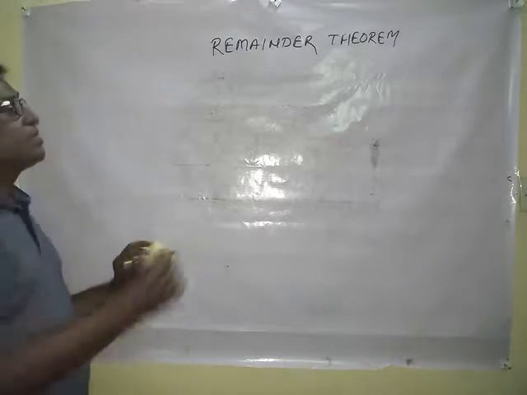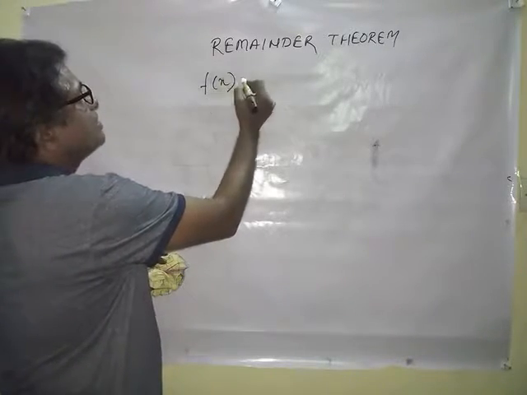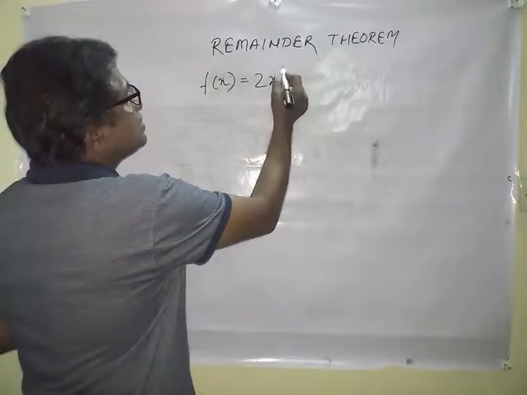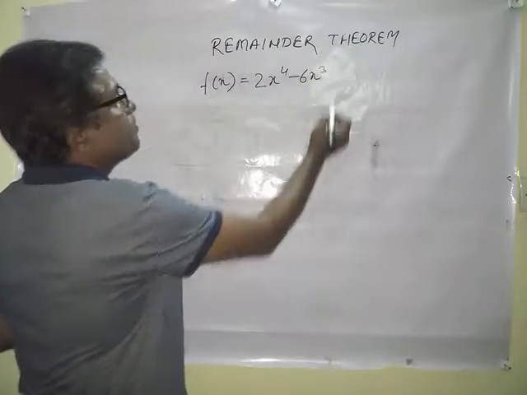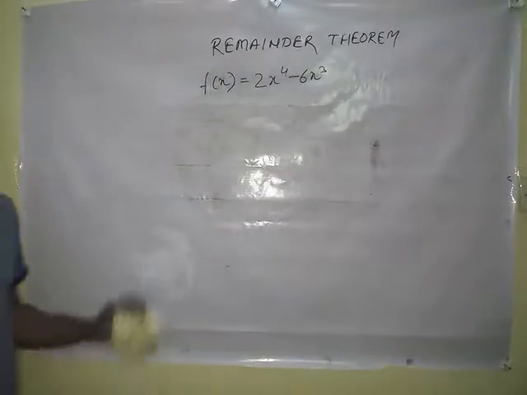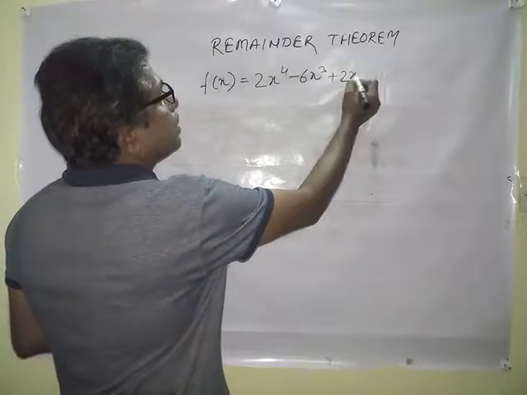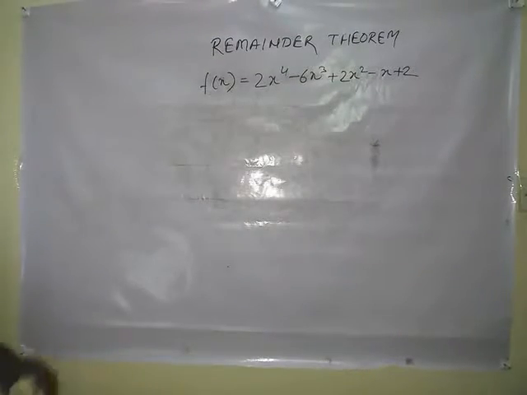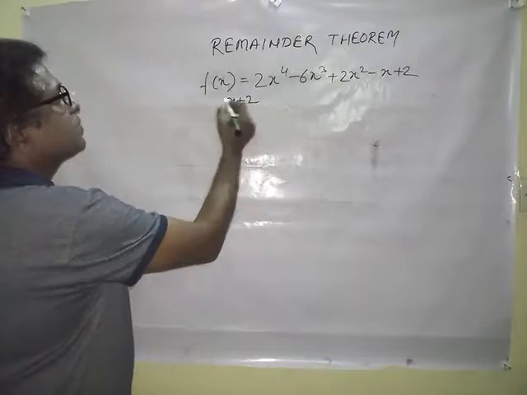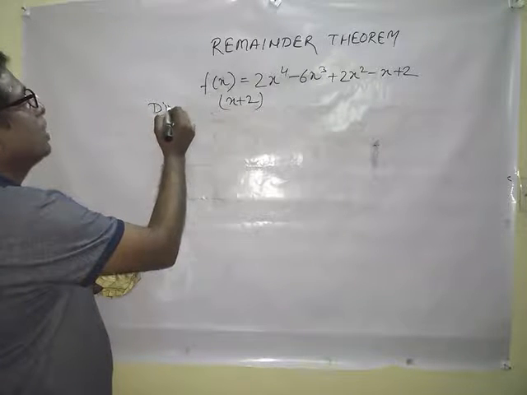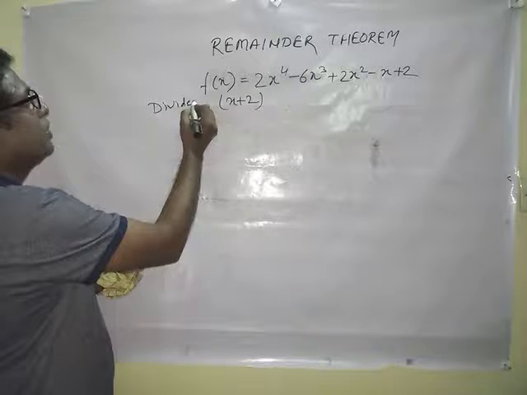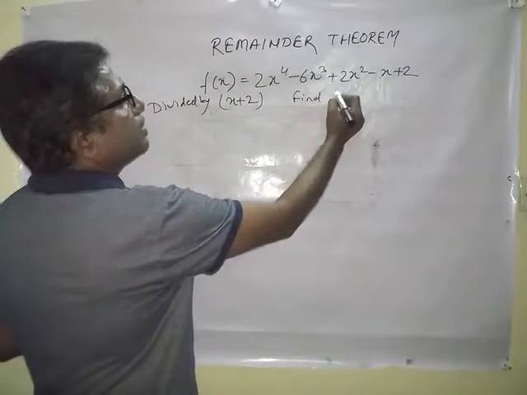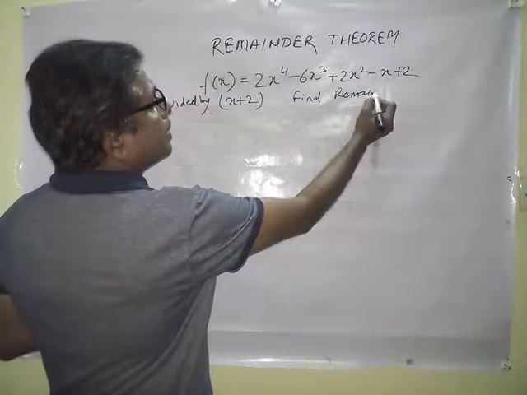Let us take another example. f(x) = 2x⁴ − 6x³ + 2x² − x + 2 is divided by x + 2. Find the remainder.